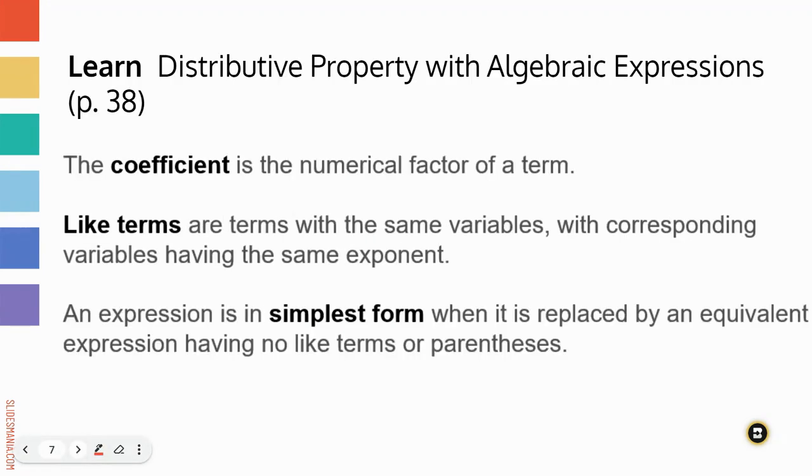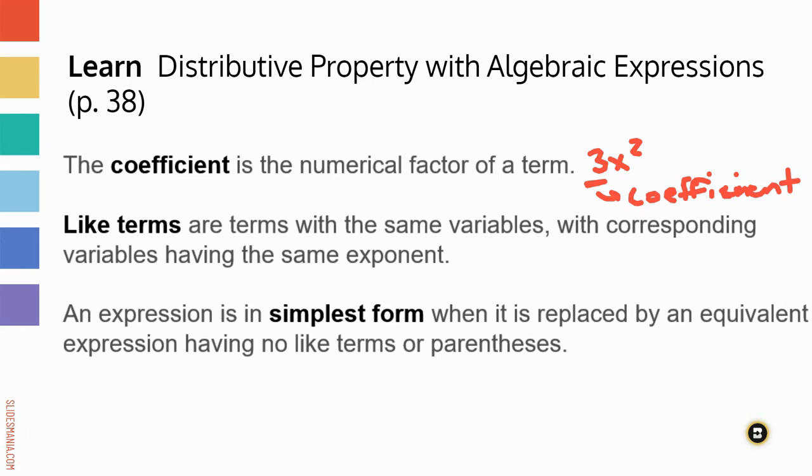Okay, we have some definitions. So we have the coefficient is a numerical factor of a term. So if I have the term, let's say 3x squared, the coefficient is that number in the front. Sorry, I spelled that totally wrong. But the number in front of the variable is the coefficient.